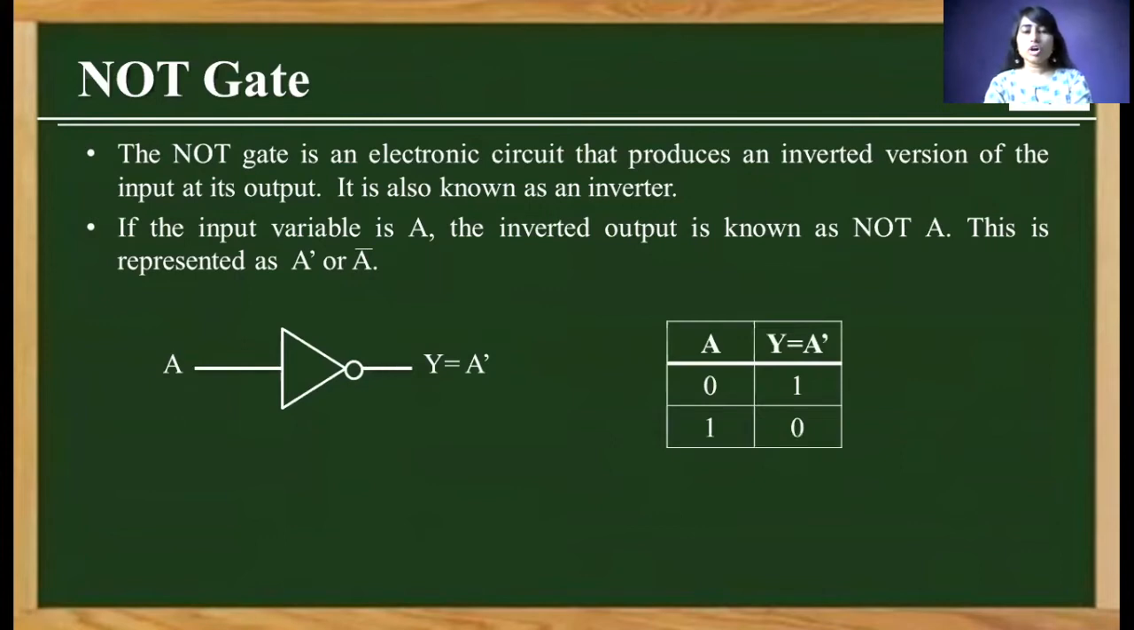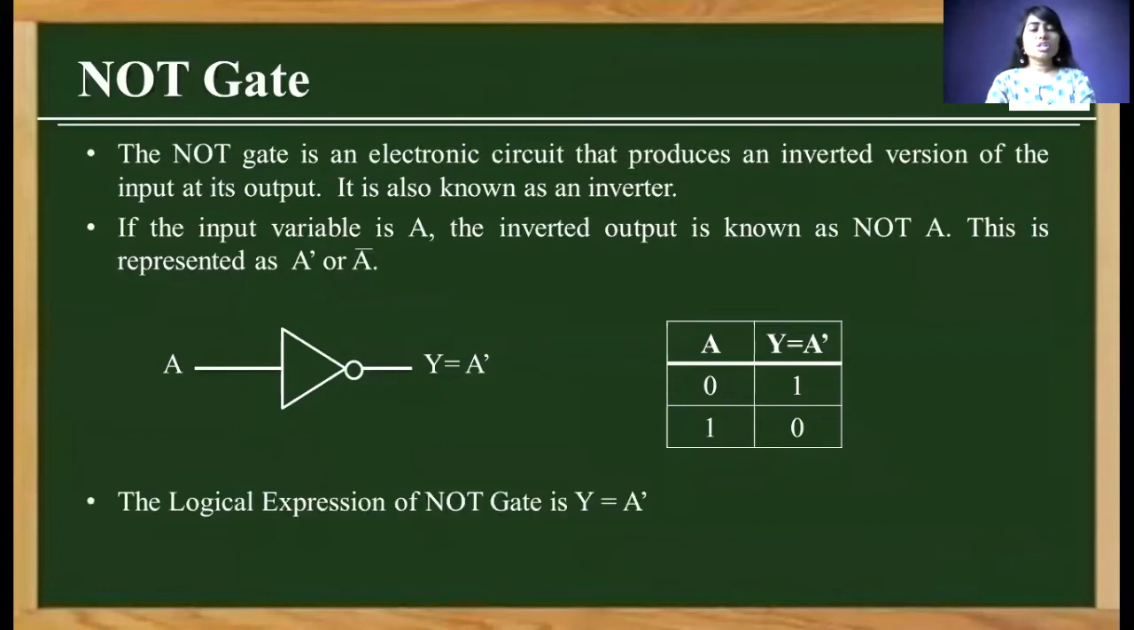Characteristic of NOT gate: when input A equals 0, we have output 1, and when input A equals 1, we have output 0. The logical expression of NOT gate is Y equals A dash. So this is how the NOT gate works.